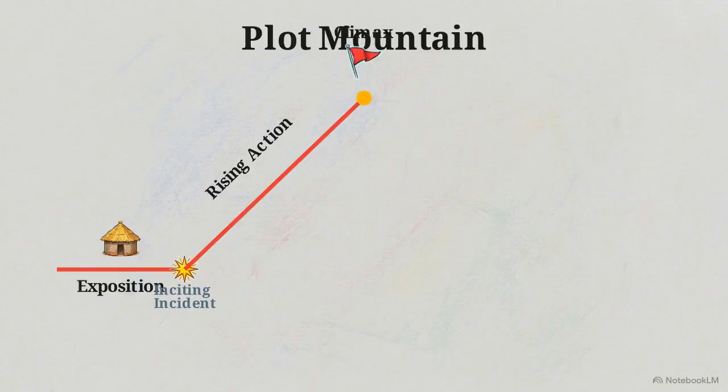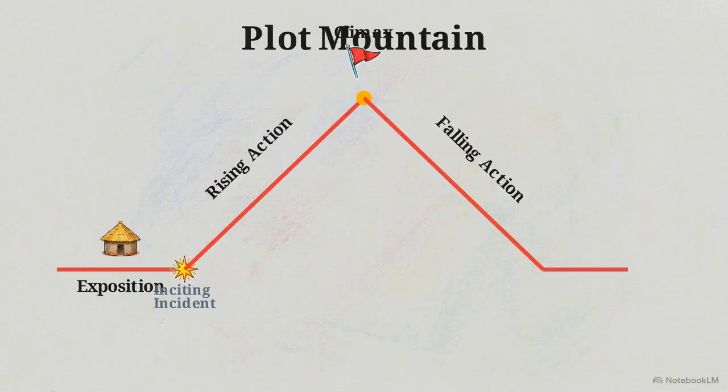Following the peak, the falling action shows the characters contending with the consequences of the climax as they process what has changed in their lives. The story concludes with the resolution, or denouement, which wraps up loose ends. Some stories remain open-ended, leaving the final outcome to the audience's interpretation.